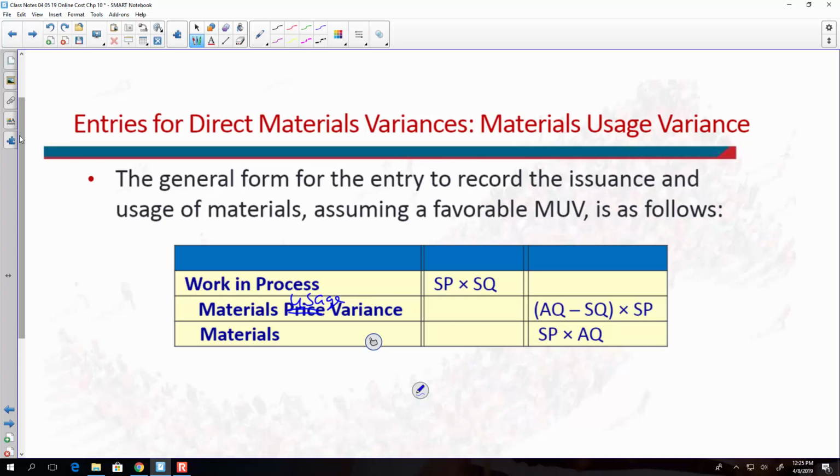Because I'm going into WIP, that should be usage variance: actual quantity minus the allowed quantity is what I'm putting in as my usage variance. And then what did I pull out of raw material inventory? That's my actual quantity times the standard price.